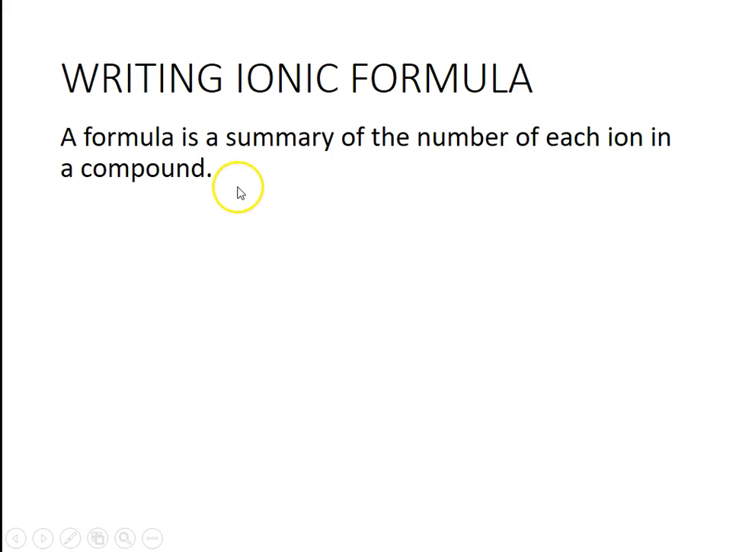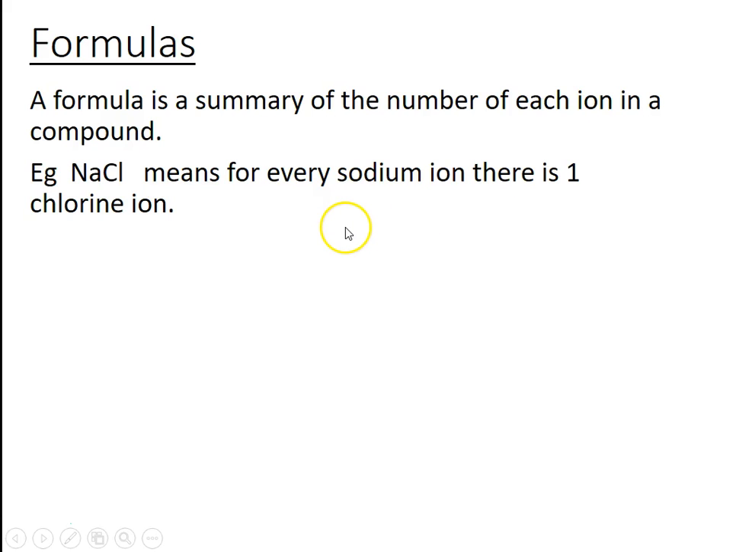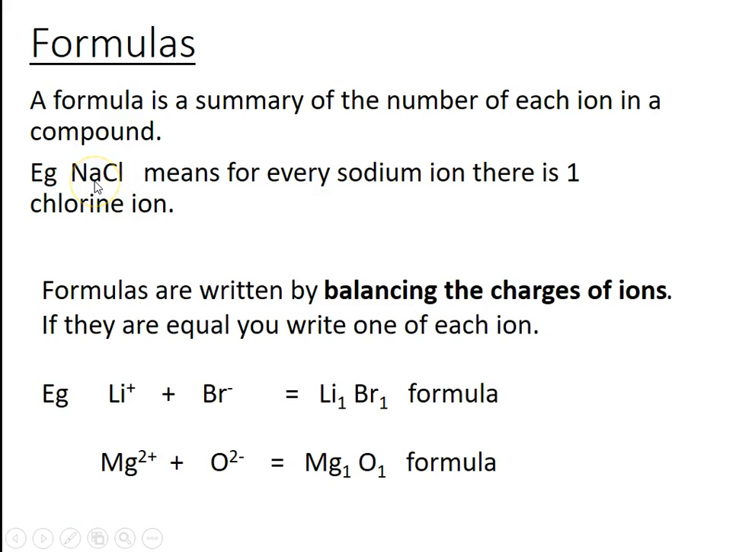So for writing a formula, the formula is a summary, as we looked at, of the number of each ion in a compound. So sodium chloride means that for every one sodium, you can write a 1 here for each of them, or if there's only one, you can leave them off. So I've written the 1s on these ones. So lithium is a 1-to-1, magnesium is a 1-to-1.